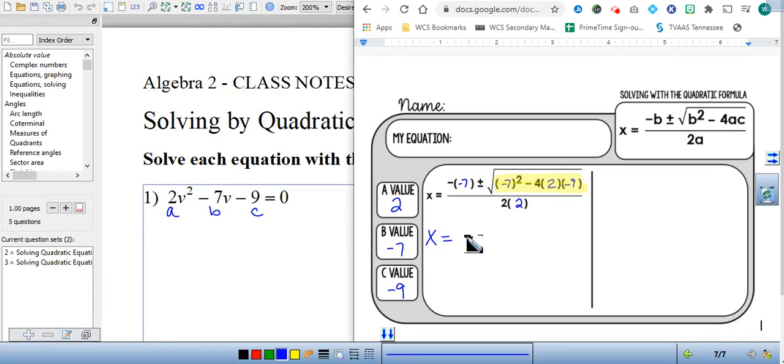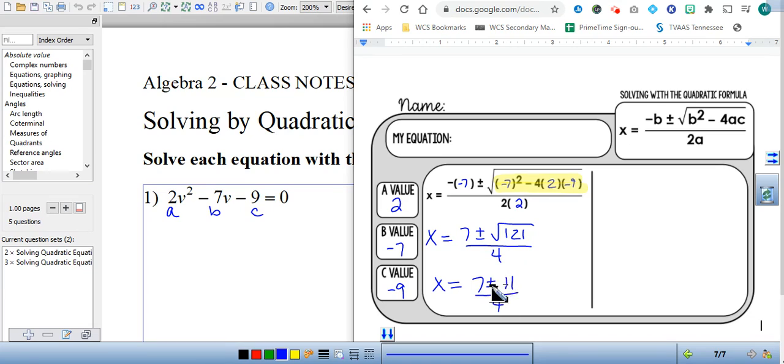So I have x equals, negative -7 is +7, plus or minus the square root of 121, over 4. Now this particular square root is perfect. And if you have a perfect square, the square root of 121 is 11. When you write down the answer, the radical goes away. So I have 7 plus or minus 11 divided by 4.